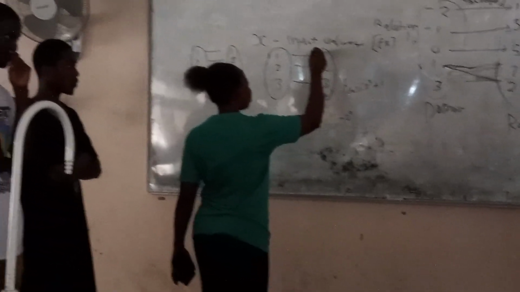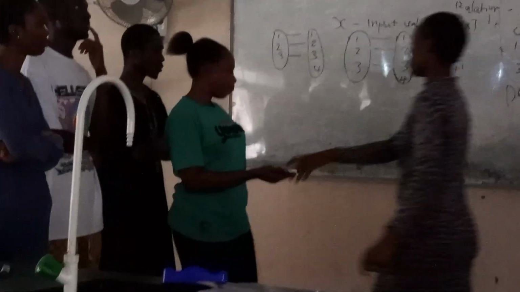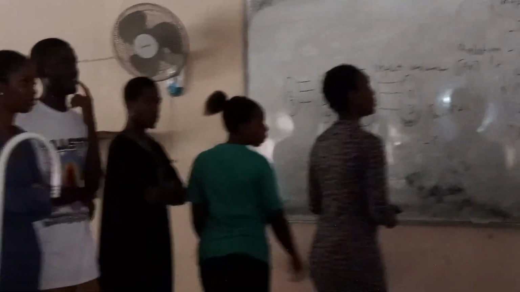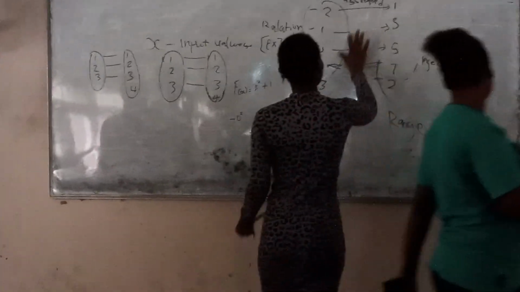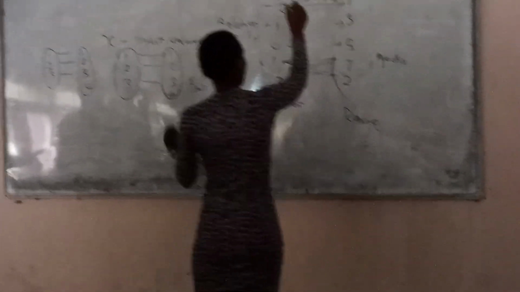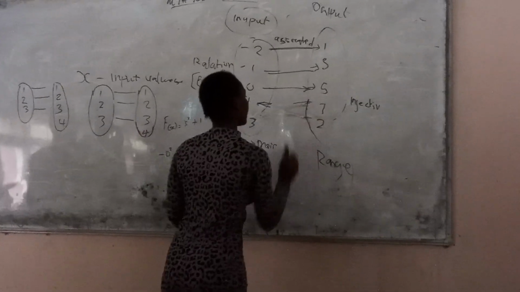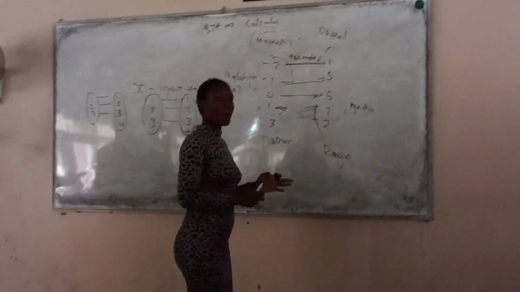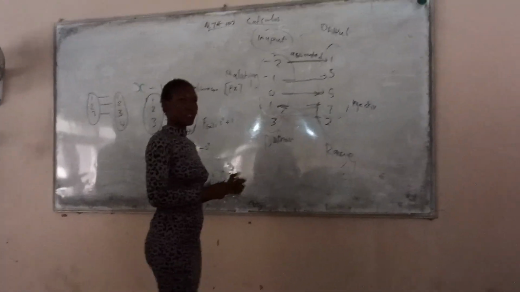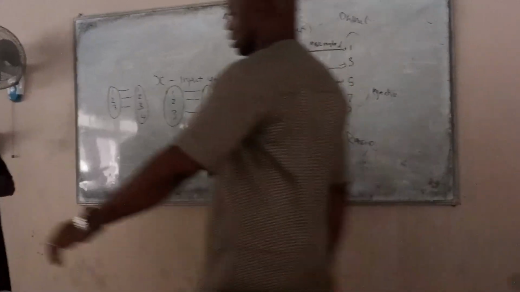Can you go there and tell us what you have learned here? They are telling us that they have not learned anything, and it's not their fault, yes? If all the domain values are mapped out, it is called an injective relation. If the domain values are marked at once, it's called an injective relation.